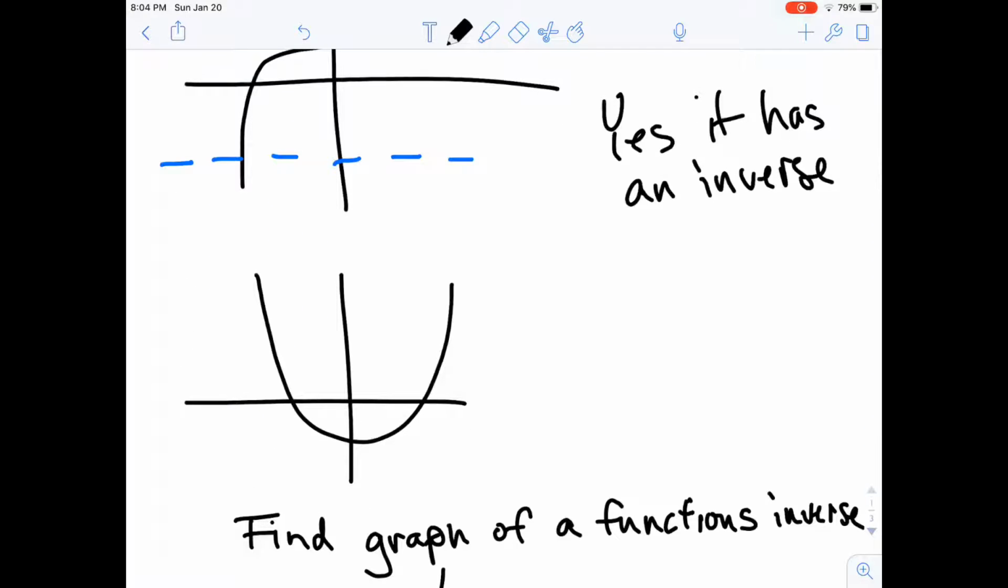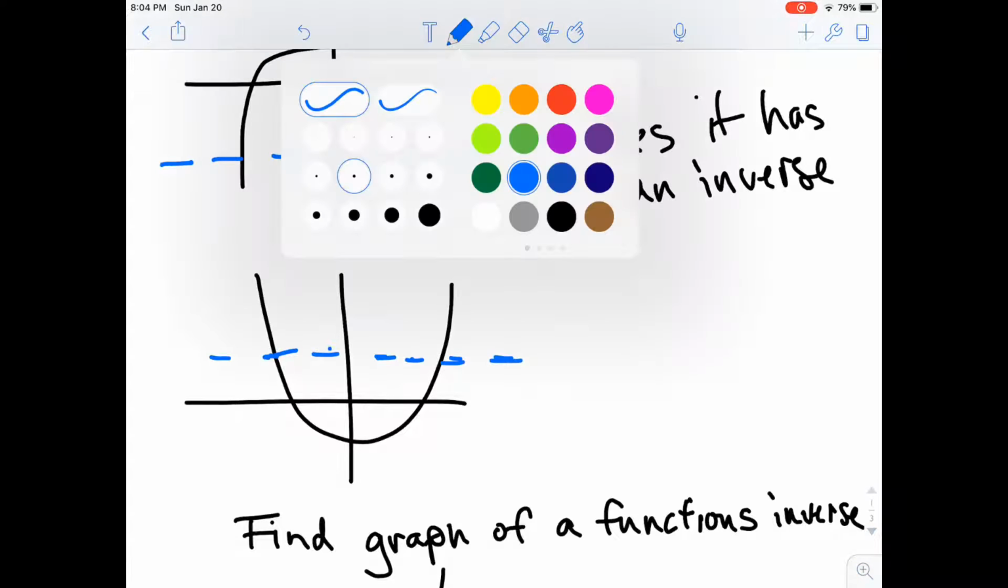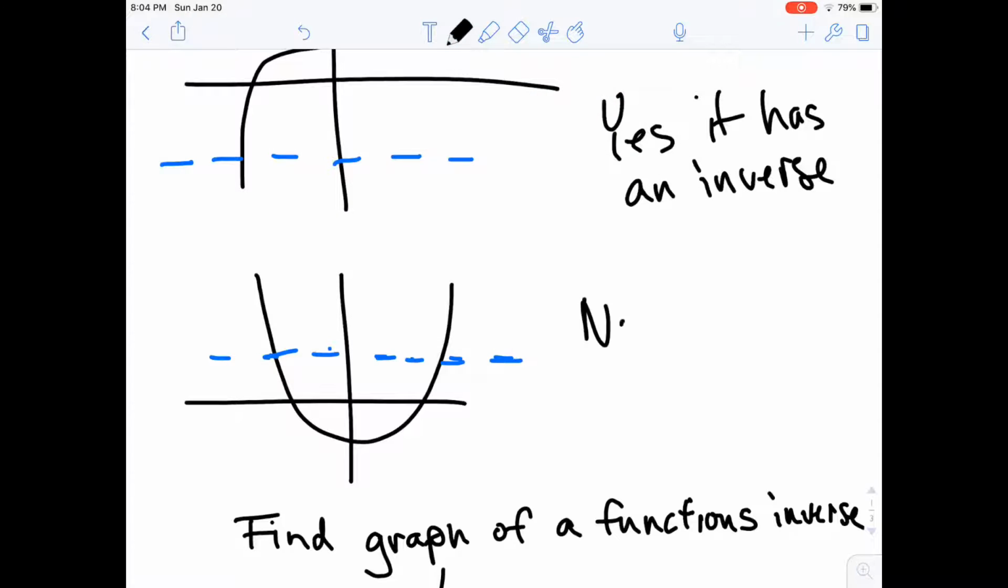Now, this one, the graph of y equals x squared minus something. If you look at this, this does not have an inverse, because my blue line has crossed this graph more than once. So your answer to this would be no inverse.